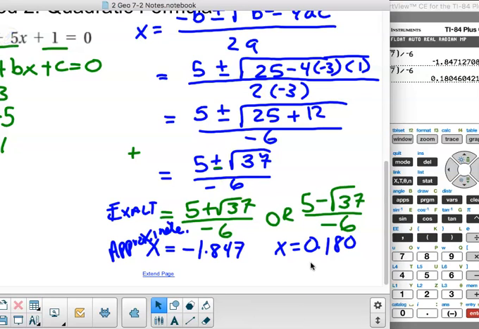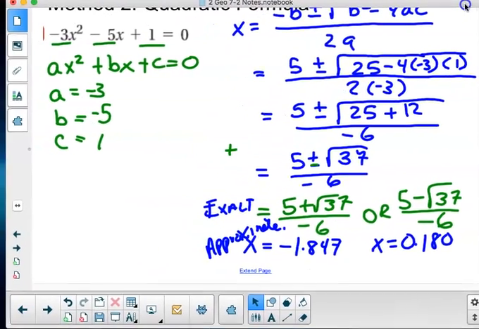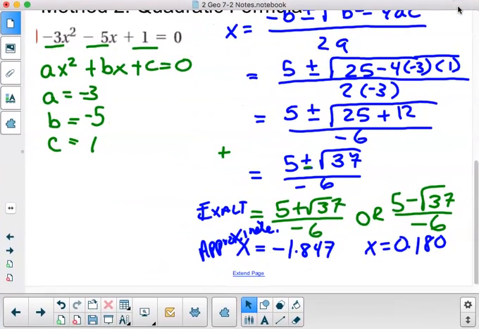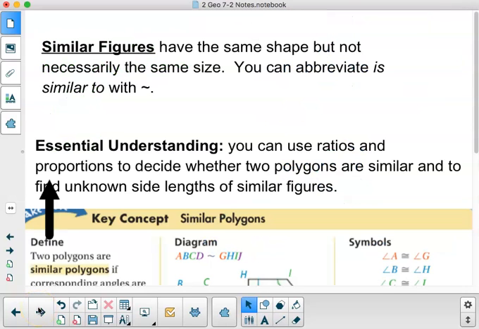Okay, so we've used the quadratic formula to solve for something, and we've used factoring to solve for something. Let's move on. Now, similar figures have the same shape, but not necessarily the same size. You can abbreviate is similar to with this little sign. It's called a tilde, but we read it as is similar to.